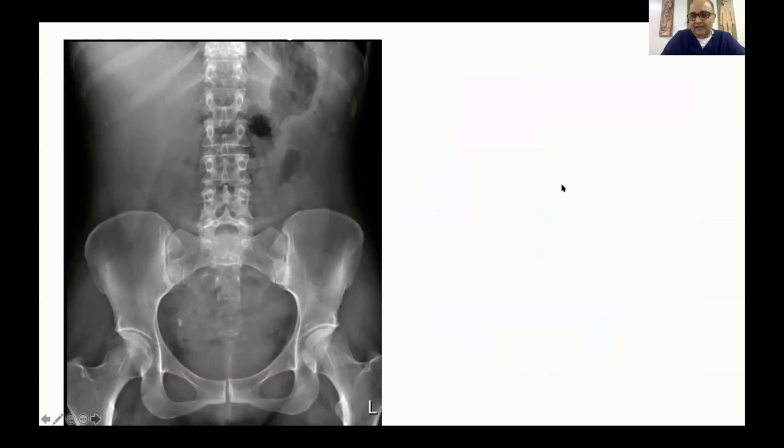Can you write quickly in the chat? What do you see in this X-ray? Nothing. I love this. I love this. Okay, so I'll show you now what you see in this X-ray.